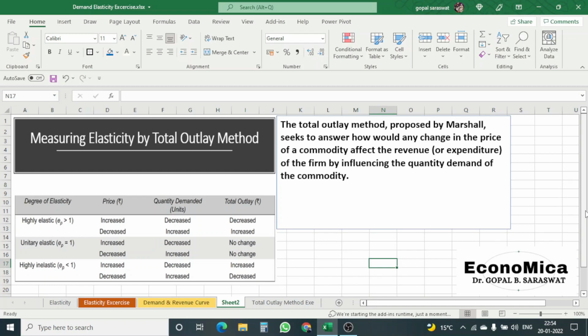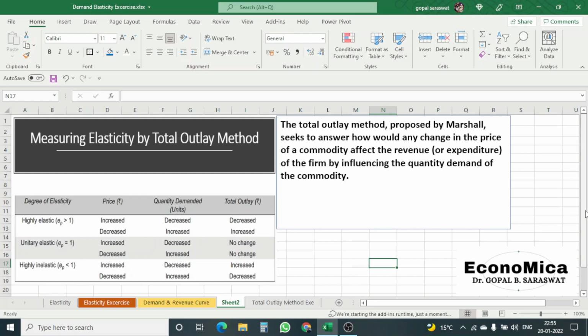Furthermore, Marshall explained that for a unitary elastic product, if you increase or decrease price, there will certainly be a change in the quantity demand. Quantity demand decreases when you increase price, and vice versa. But there will not be any change in the total outlay. This means total outlay is not going to change for unitary elastic products.